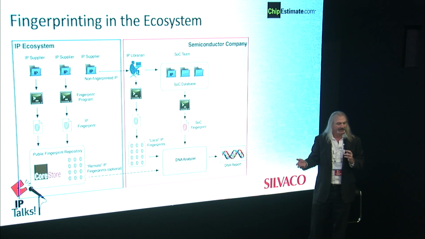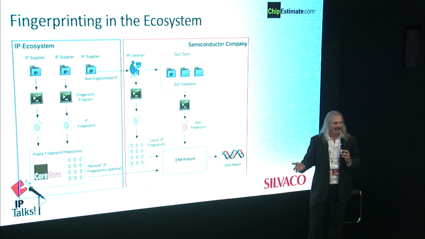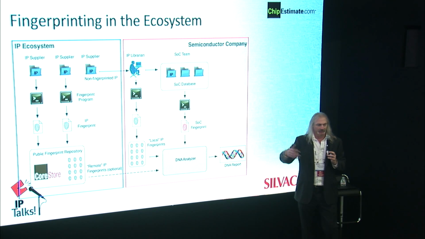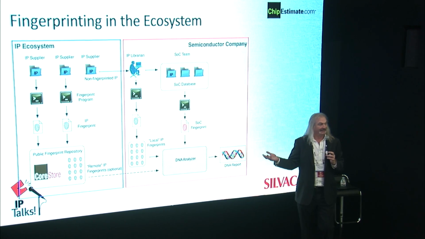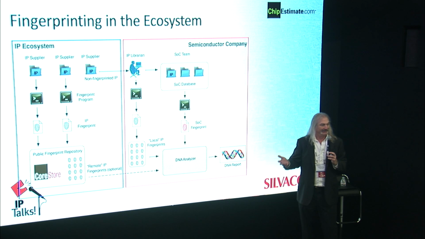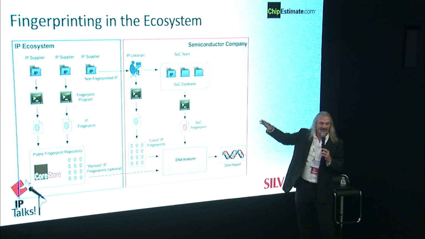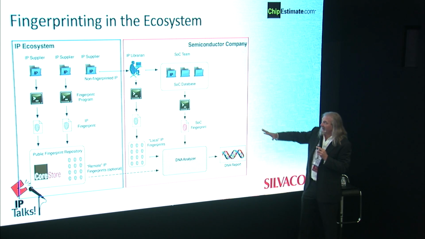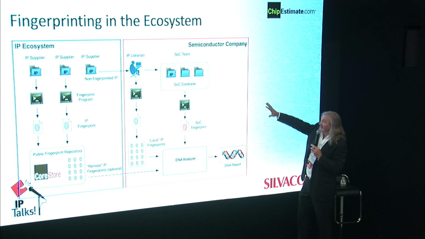You might have sold your IP to company A, and an engineer from company A may have put that IP on a USB stick and went to company B. And with fingerprinting, that allows that IP to be detected at company B. And company B might be quite surprised to have discovered that they have a piece of IP that they didn't buy in their chip. So that's the left side. That's the ecosystem side. What's really interesting, and this is where we make money, is on the semiconductor side.